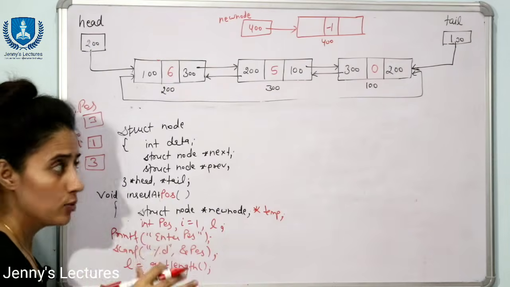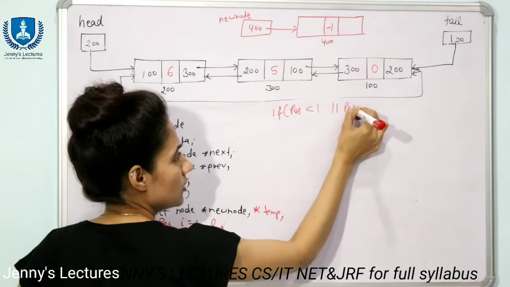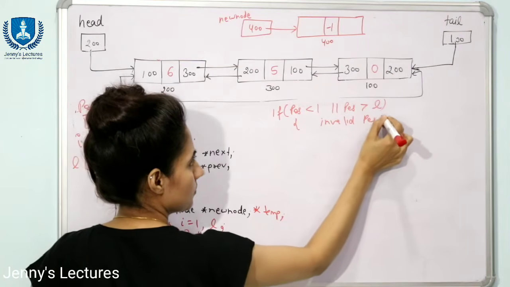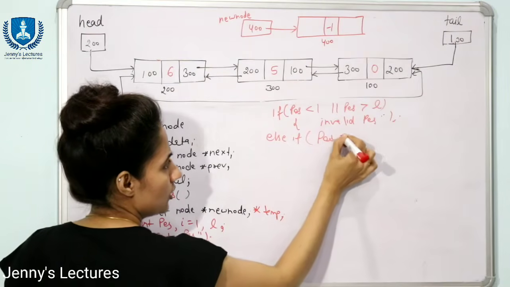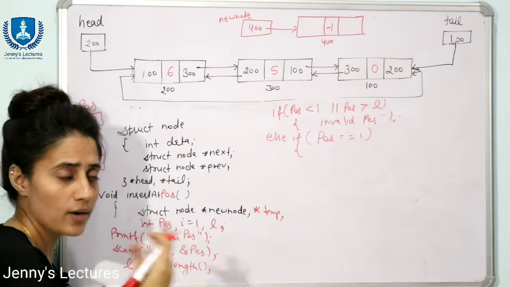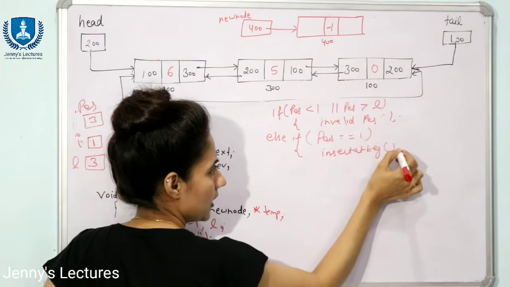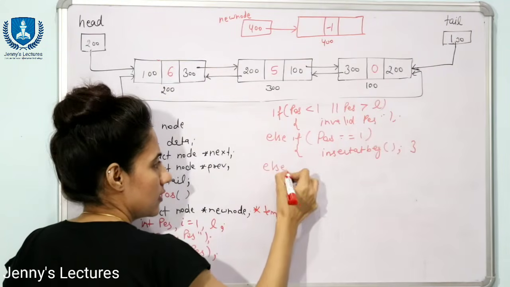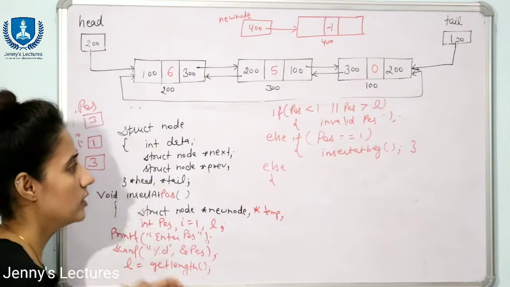Now I'll check for the position. If position is less than 1 or position is greater than this L, it means here you will print a proper message, that is invalid position in printf. Else, if position is equal to 1, means here only I want to insert, insertion at beginning. So here I will call that function insert at beginning, and that we have discussed already, right? You will directly call this function. Else, if position is valid, and position is not 1, like in this case position is 3, then what you will do?